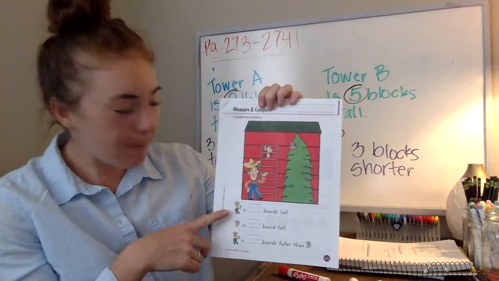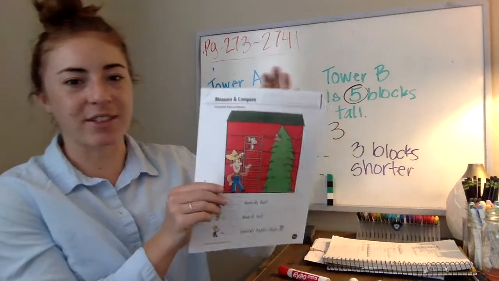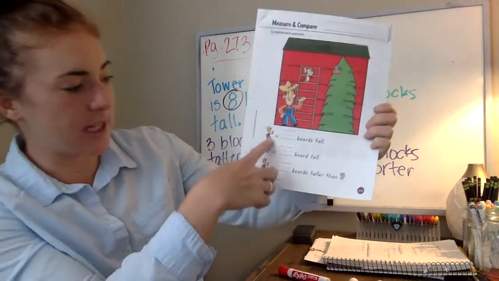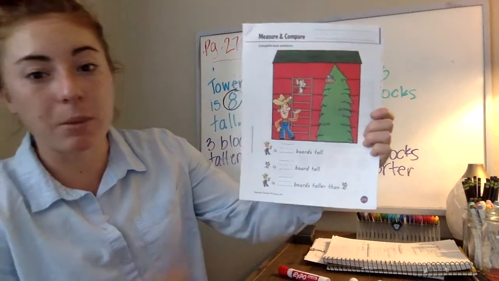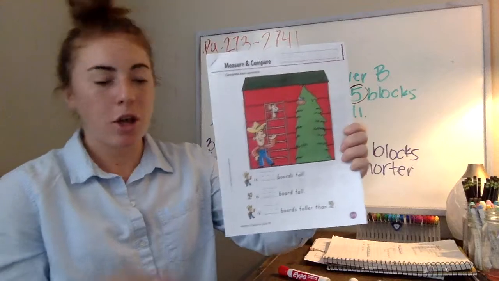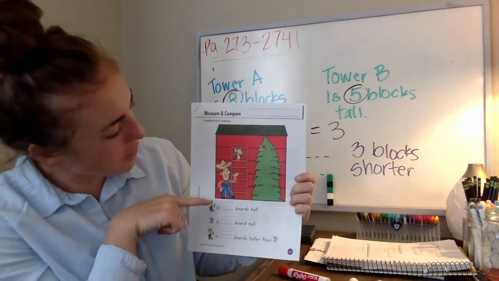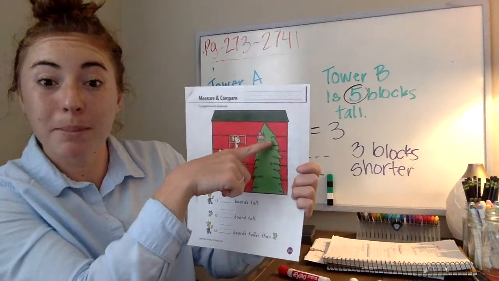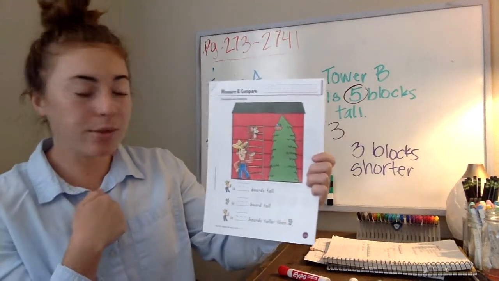Now let's look at your packet at page 273. And the instructions for this say complete each sentence. So down here, there's some missing numbers and we need to complete the sentence. So let's look at our picture. It looks like Farmer Brown and Cheddar are standing next to the barn with the birds, right? Kind of like my picture I drew.